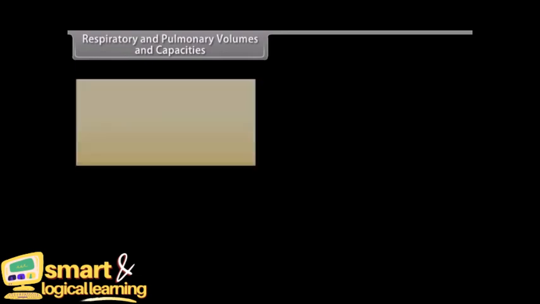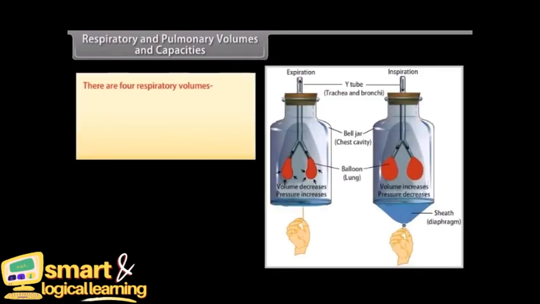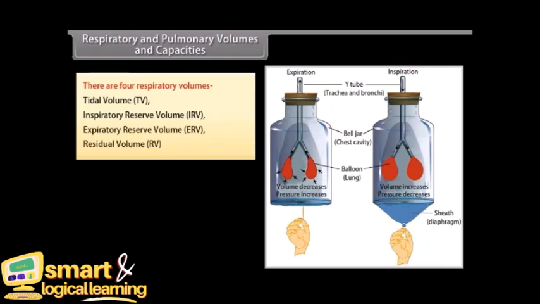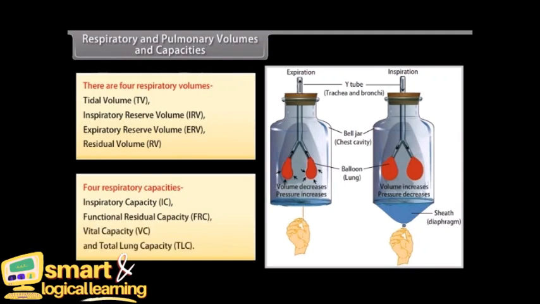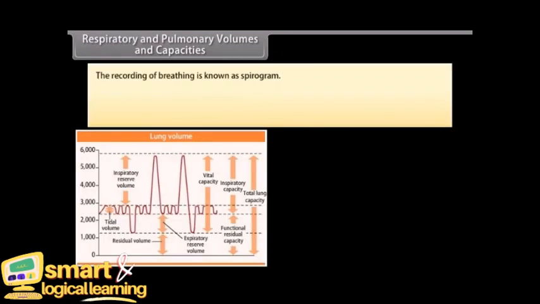Respiratory and pulmonary volumes and capacities. There are 4 respiratory volumes: tidal volume, TV, inspiratory reserve volume, IRV, expiratory reserve volume, ERV, residual volume, RV, and 4 respiratory capacities: inspiratory capacity, IC, functional residual capacity, FRC, vital capacity, VC, and total lung capacity, TLC. The recording of breathing is known as a spirogram.